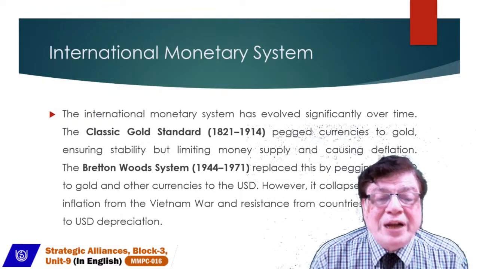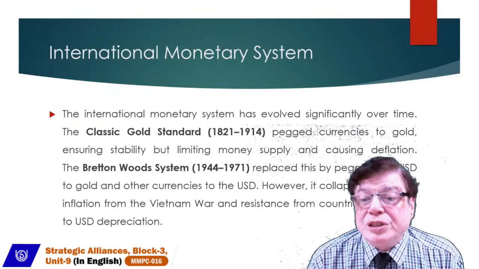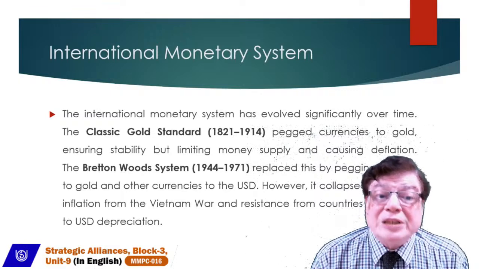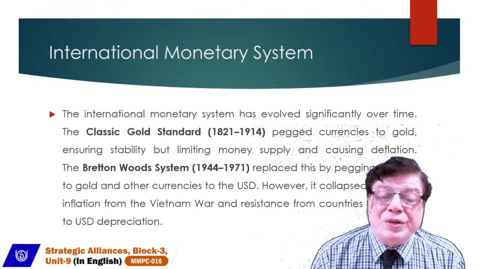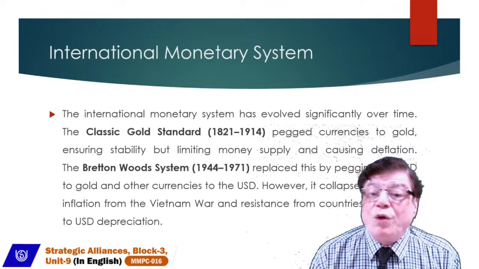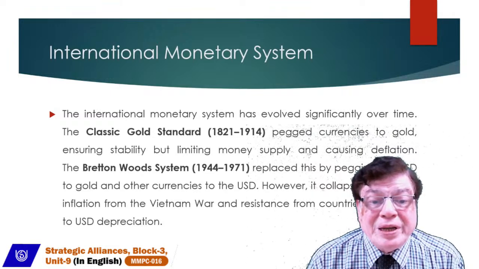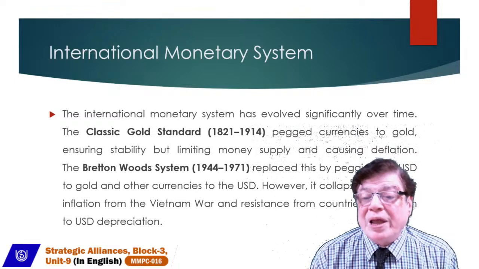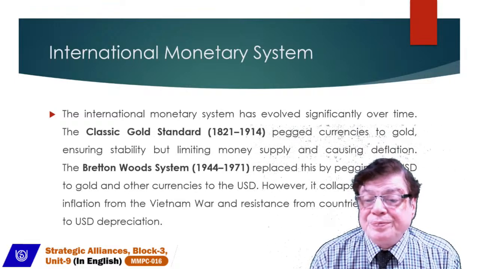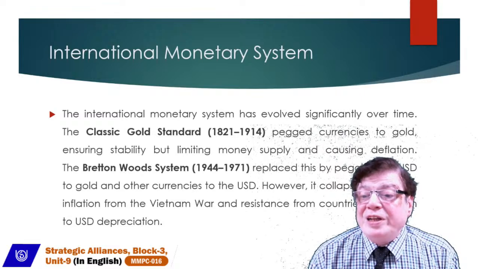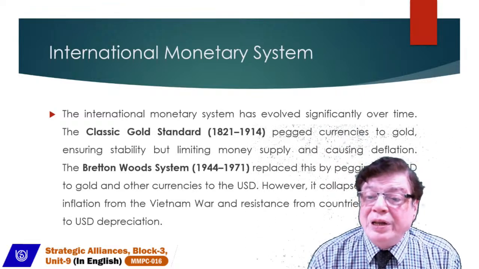International monetary system. The international monetary system has evolved significantly over time. The classic gold standard, earlier, 1821 to 1914, pegged currencies to gold, ensuring stability but limiting money supply and causing deflation. You see how they used to do it earlier.